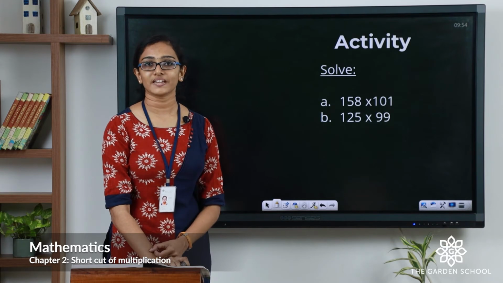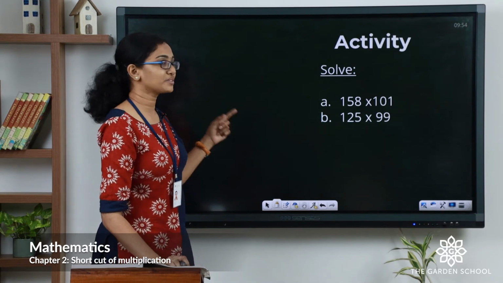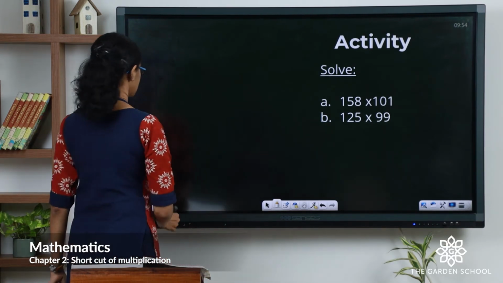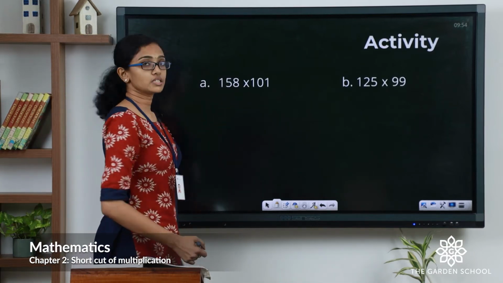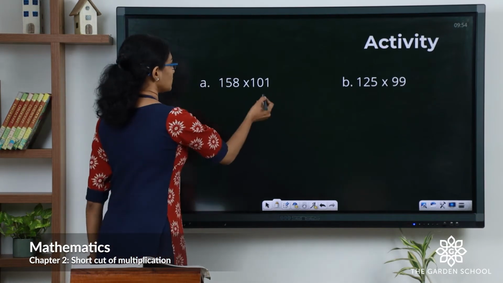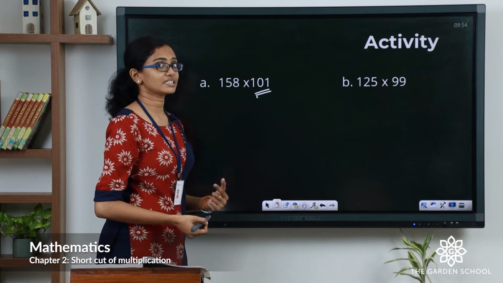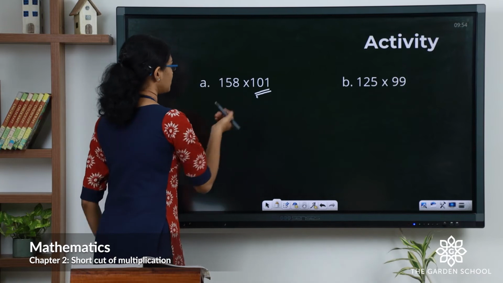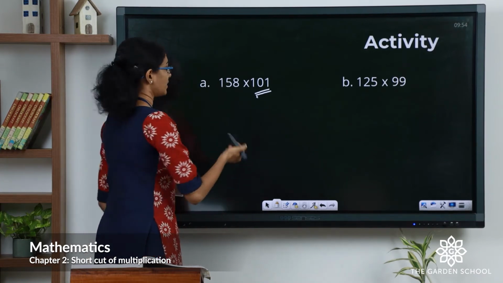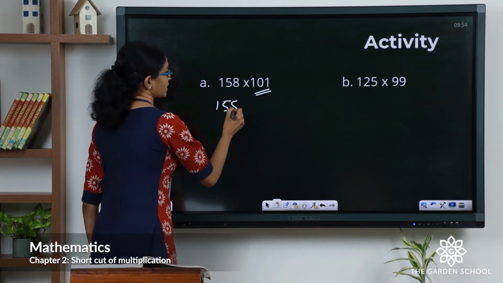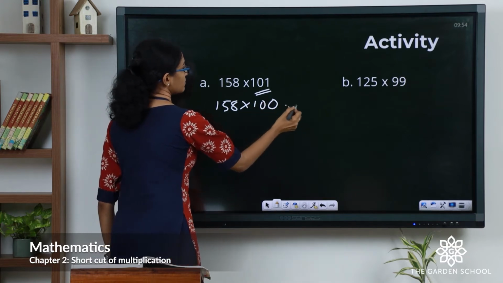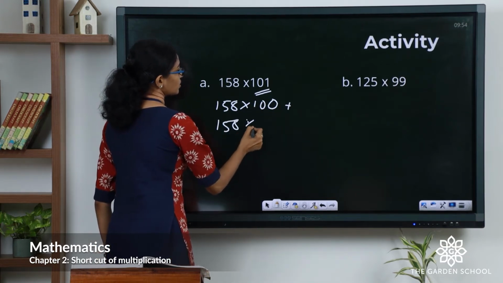I hope you finished writing the products. Now let's see how we can do these questions. So the first question, 158 into 101. Let's rethink this 101 as 100 plus 1. Is it the way that you also take? I'm taking 101 here. So 158 can be written as 158 into 100 plus 158 into 1.